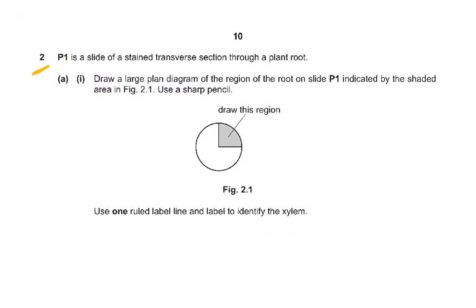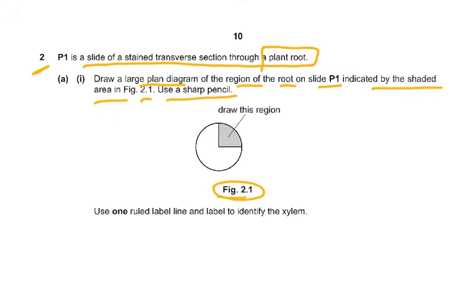Question 2. P1 is a slide of a transverse section through a plant root. Draw a large plan drawing diagram of the region of the root on slide P1 indicated by the shaded area in figure 2.1. Use a sharp pencil. So this is figure 2.1.